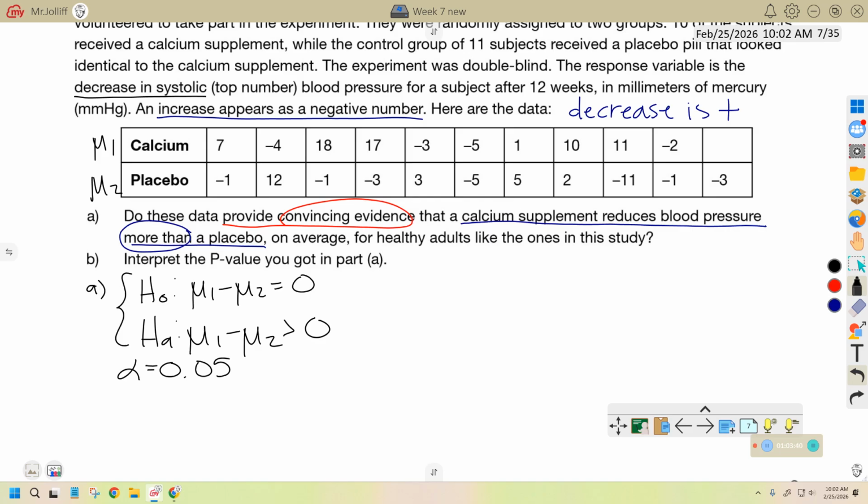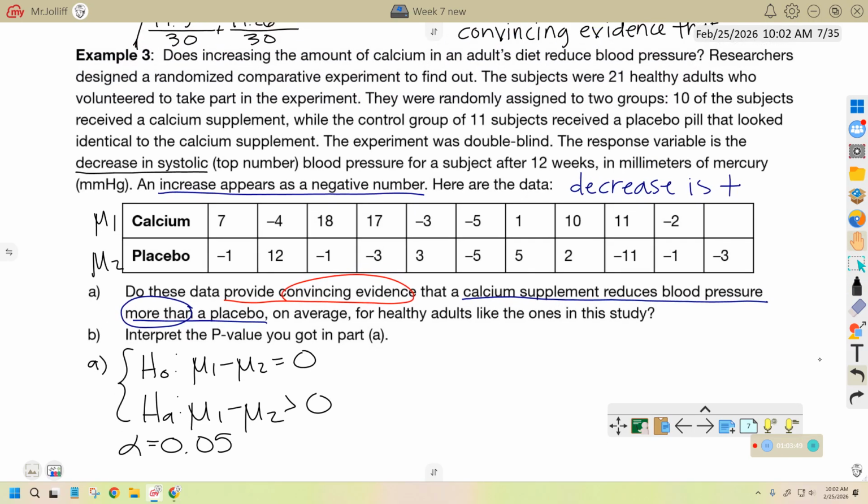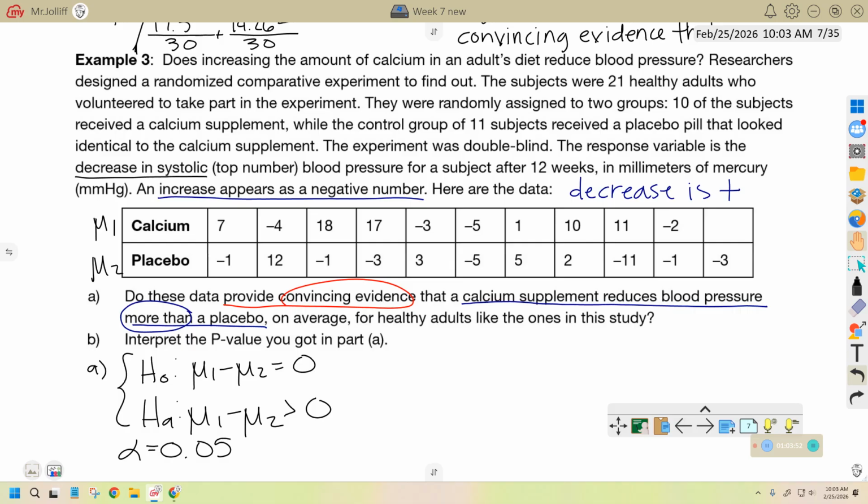We go through the checks. First is random. And in this case, I see an important key phrase in that paragraph above the table. Random assignment. Yeah. We had 10 subjects, 11 control, and they were randomly assigned from 21 healthy adults. Random assignment means I'm going to skip the independent and go straight to the normal. So sample size, are we bigger than or equal to 30? No. In the problem, are we told the population is normal? No.